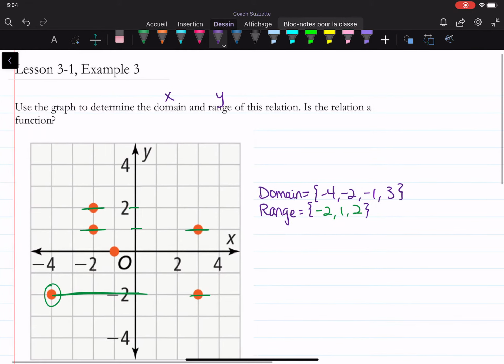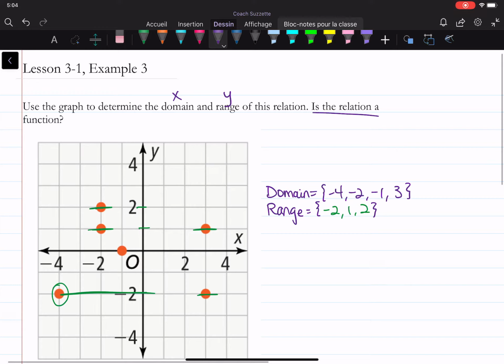However, now we need to determine, is the relation a function? Is y a function of x? And how can we tell? Well, one way is, do we have more than one y value assigned to the same x value? If we do, it's not a function. I'll say that again. If we have more than one y value assigned to the same x value, we don't have a function. So let's look at our x values.